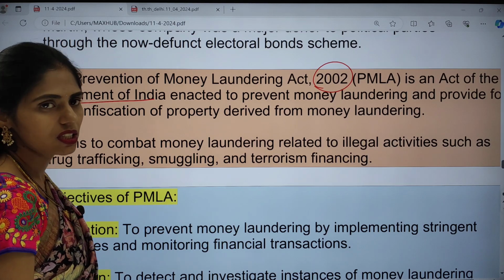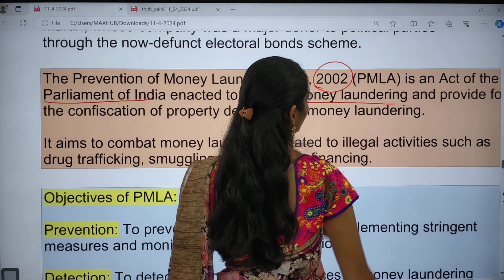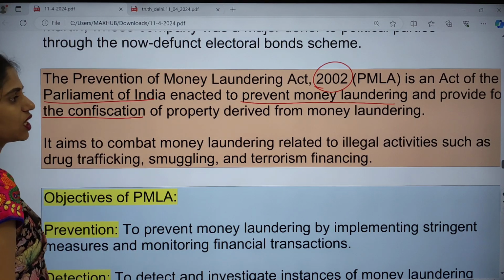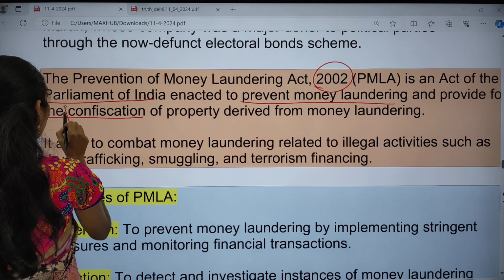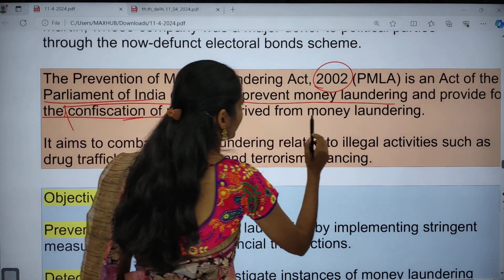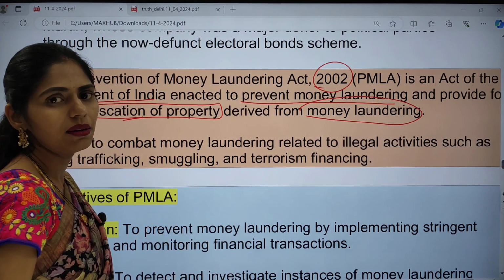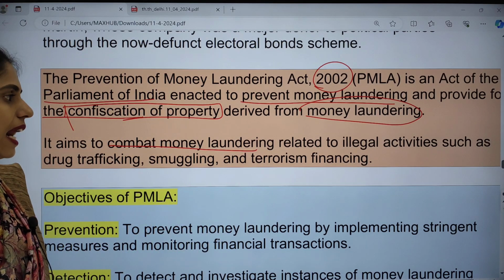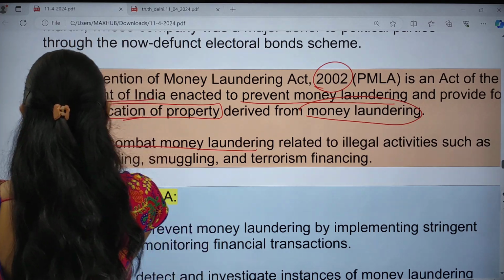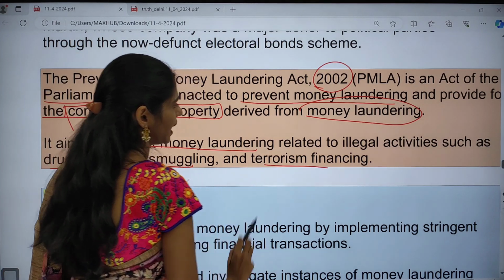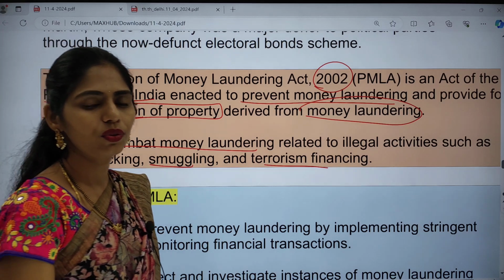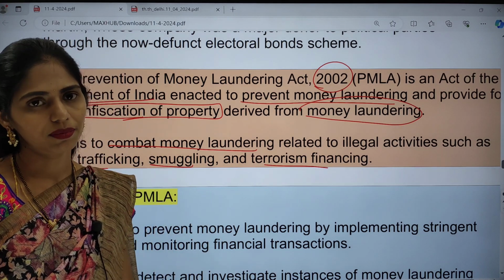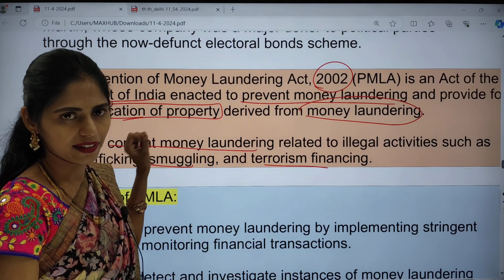And why did we come up with this? To prevent money laundering and provide for confiscation of property, especially confiscation of property derived from money laundering. And what is the aim? The aim is to combat money laundering and also related illegal activities, for example, drug trafficking, smuggling, terrorism financing, etc. So these are the illegal activities from where they are getting money. So even to combat money laundering from these activities, it is one of the important acts.